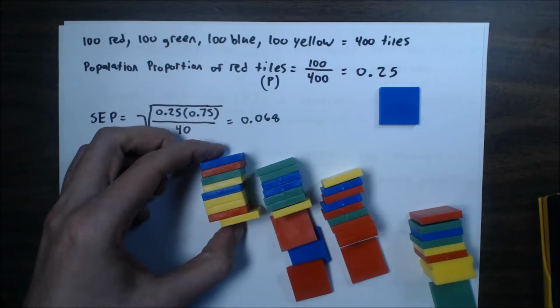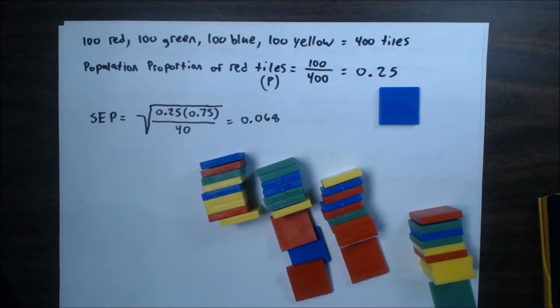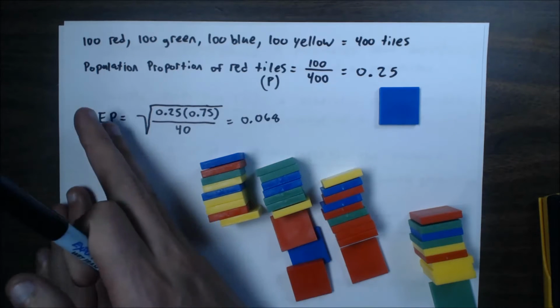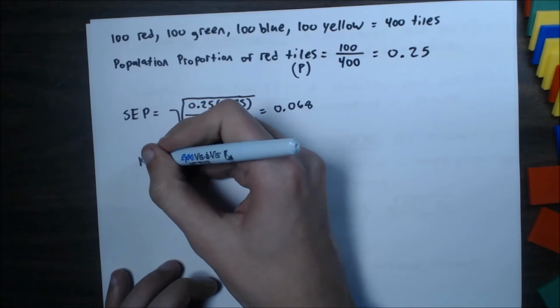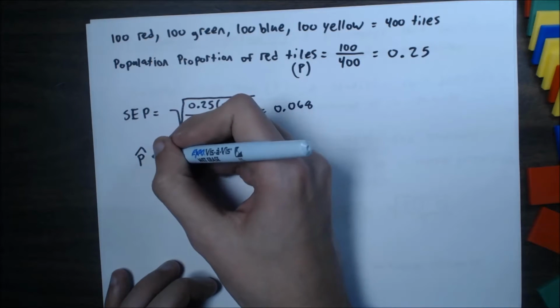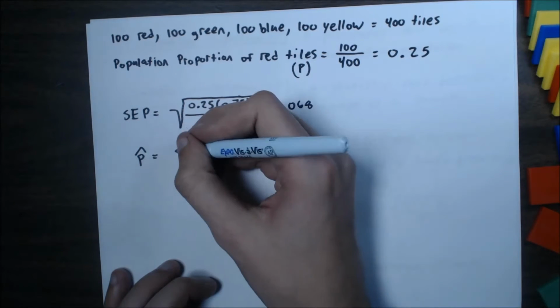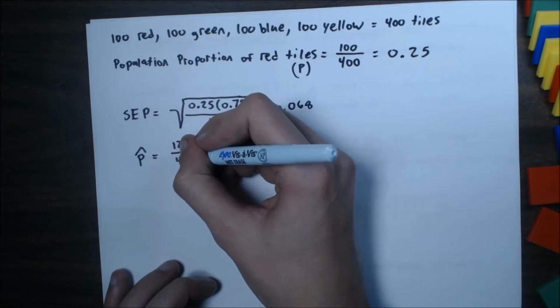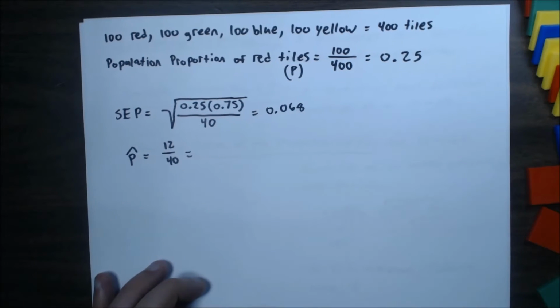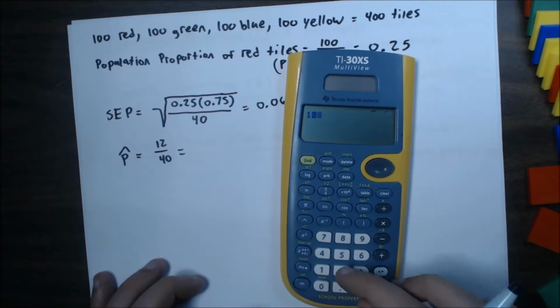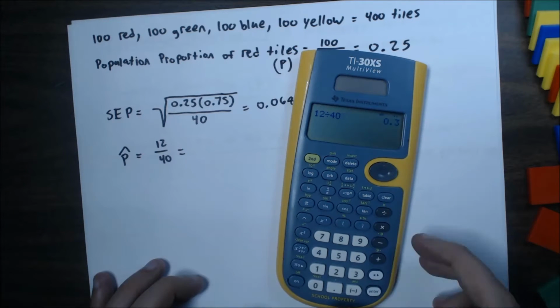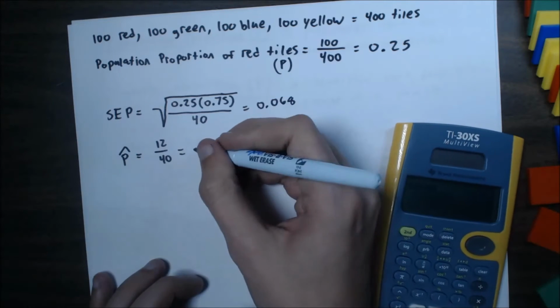11, 12. So out of this sample of 40 tiles, I pulled out 12 red tiles. For that one sample that I just did, p-hat, remember, which is the proportion of the sample, was 12 out of 40, which is, let's put in the calculator, 12 divided by 40 is 0.3.